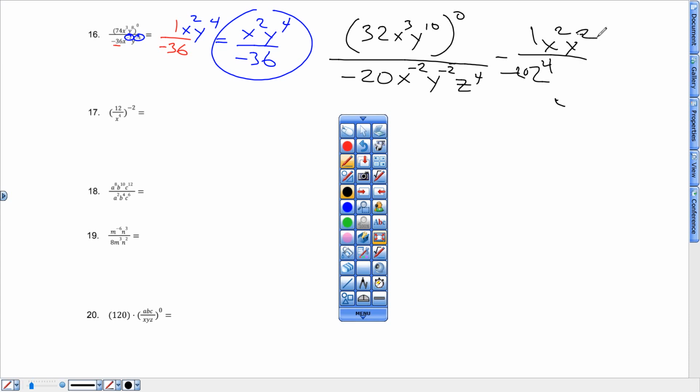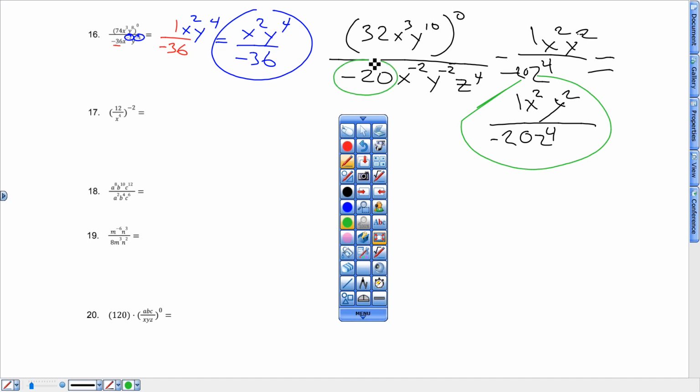Perfect. And if you had to write that neat so you could see what the answer is, what would the answer be to that? Rewrite it nice and neat. Okay, so that is 1 x to the 2nd, y to the 2nd over -20 z to the 4th. Good job. And the reason you didn't touch the -20 is because it's a plain number. Don't move it. I don't need to switch the whole thing either, right? Like I don't need to do the reciprocal.